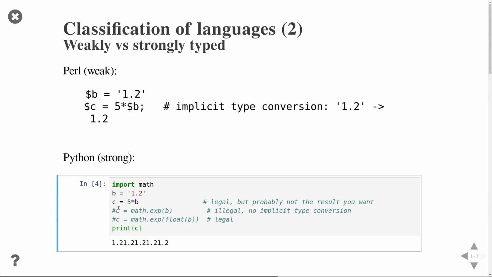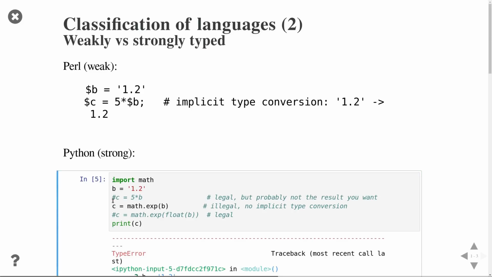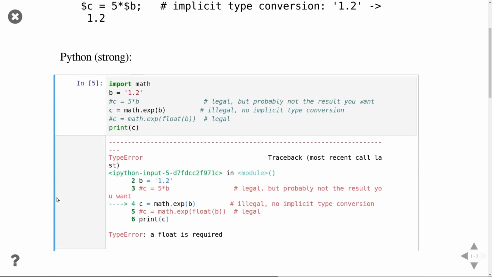Now let's say we wanted to try out something else. Let's say we try to compute the exponential of a string. If you do that, you get a type error, saying you've passed in the incorrect type: you need to provide a float, but you provided a string. Perl would just change the type dynamically. It would just say, oh well, probably you want to convert that string into a number.